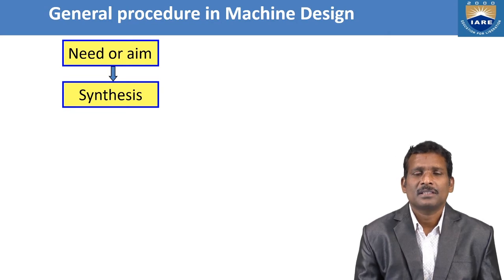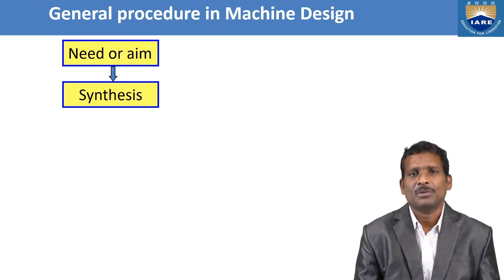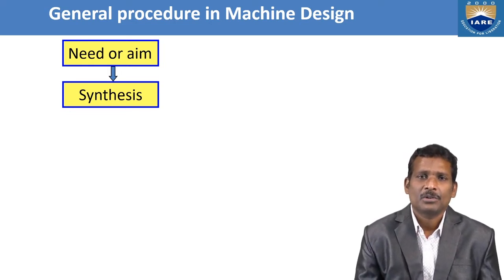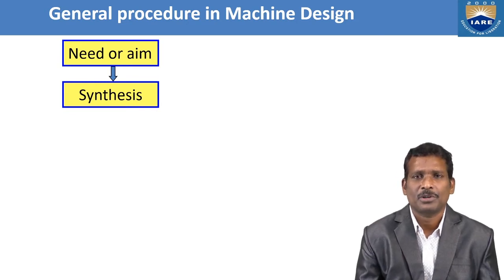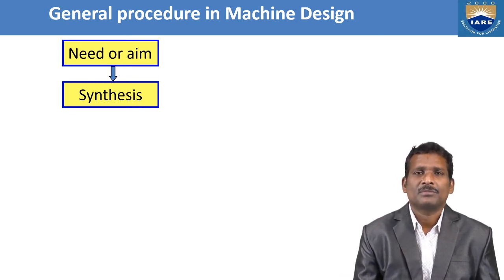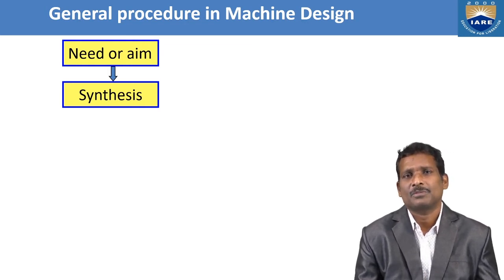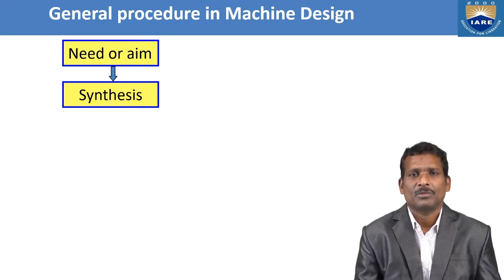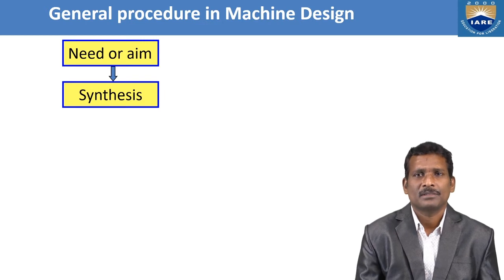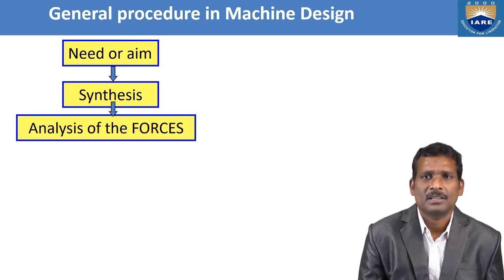Next is synthesis. Synthesis means identifying the possible mechanisms. What mechanisms are required for our product? Is there any rotational mechanism? Is there any reciprocating mechanism? What mechanism is required for converting rotary motion to reciprocating motion? Is there any slider crank mechanism like that? Identify which mechanism is suitable for our product, and fix one of the mechanisms for our particular application. That process is called synthesis.